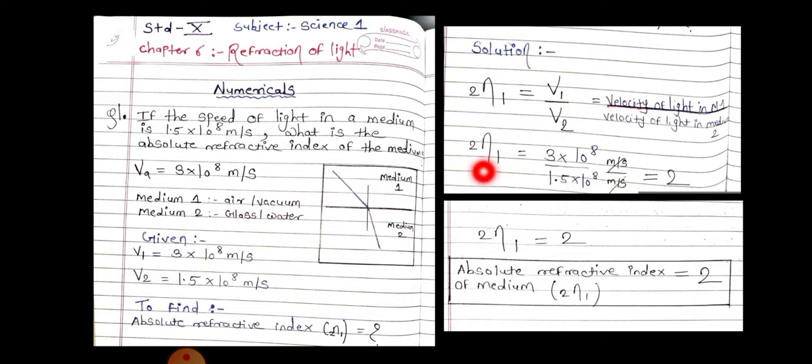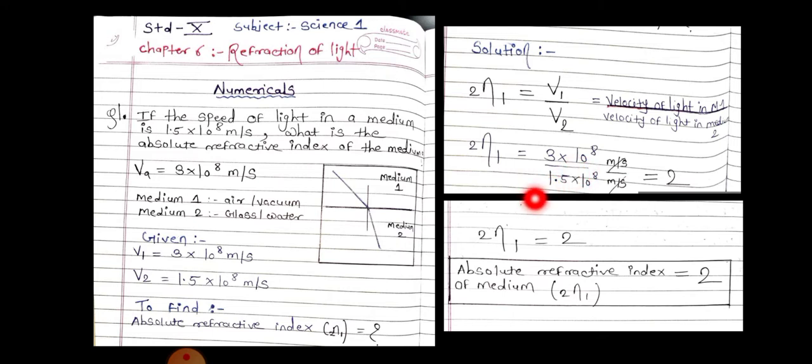So let's come back to the solution. The absolute refractive index of medium 2 with respect to 1 is equal to V1 upon V2. V1 means the velocity of light in medium 1, divided by V2, the velocity of light in medium 2. This is a very simple question. We simply put in the values. V1 is 3 into 10 raised to 8 and V2 is 1.5 into 10 raised to 8 meter per second. Meter per second will get cancelled.